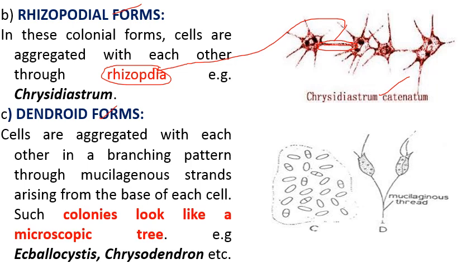Dendroid forms are cell aggregations again with each other in a branching pattern through mucilaginous strands arising from the base of each cell, and they give an appearance of a microscopic tree. ये दिखते हैं हमें microscopic tree की तरह. Examples include Ecballocystis and Chrysodendron. It also includes Ecballocystopsis.